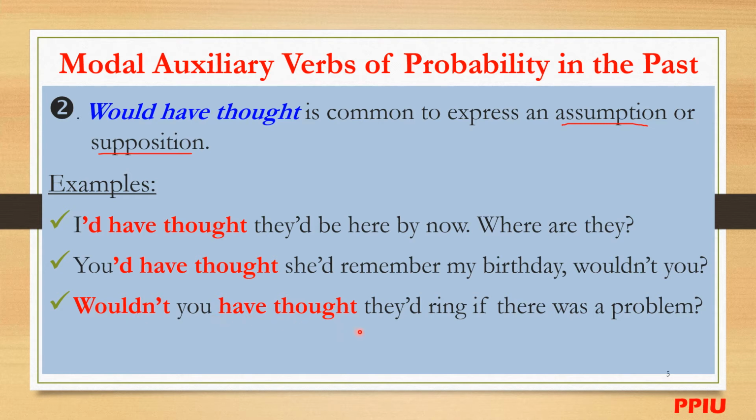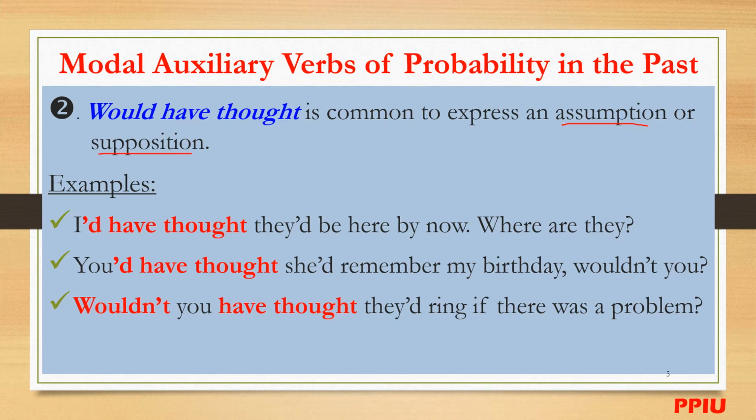Wouldn't you have thought they'd ring if there was a problem? It's just that they suppose the people would ring or call you if they face a problem, but actually not, right? Okay, let me move to the other part. This part is just about would have thought. Remember this one? Would have thought is commonly used to express assumption or supposition, right?